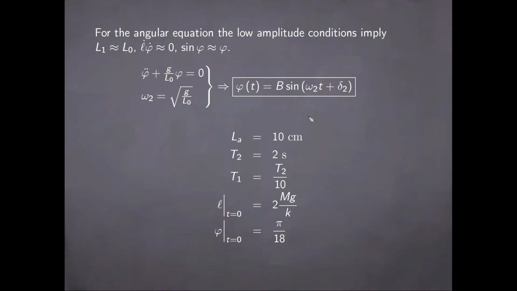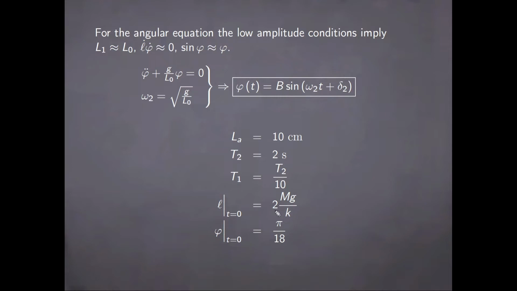Now, as an example, I will consider that the rest length of the spring is 10 centimeters. By T2, I am denoting the period of its angular motion, and I want this to be equal to 2 seconds. And with T1, I am denoting the period of its radial oscillation, and I want this to be T2 over 10. And I will set the following initial conditions.